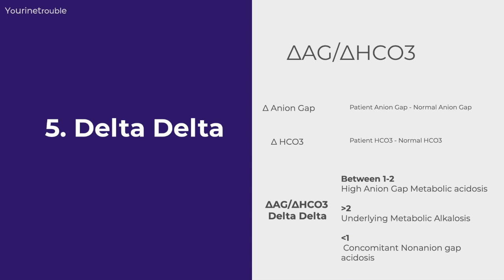When you have a result between 1 to 2, then there's a pure high anion gap metabolic acidosis. Greater than 2 represents an underlying metabolic alkalosis, and less than 1 means that there's a concomitant non-anion gap acidosis.